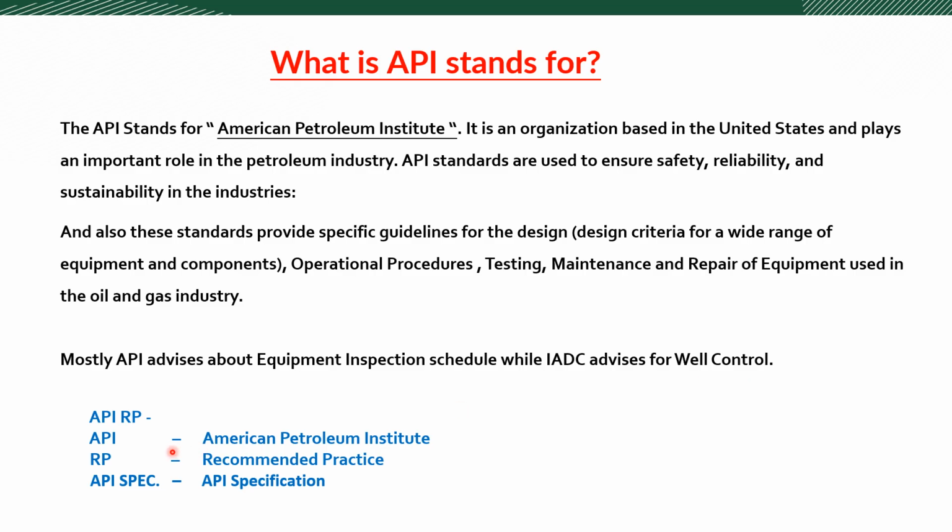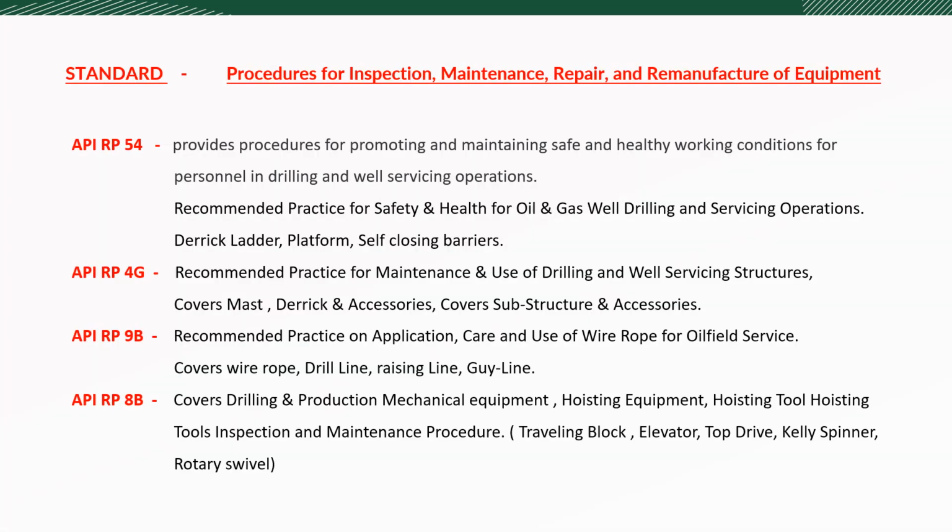In many places in the next slides, we will see API RP. We have learned that API stands for American Petroleum Institute, and RP stands for recommended practice. Somewhere we will see API Spec, which means API specification. So a specific API number is used for a specific equipment. Here, the red lines are the API standards, and these are their descriptions.